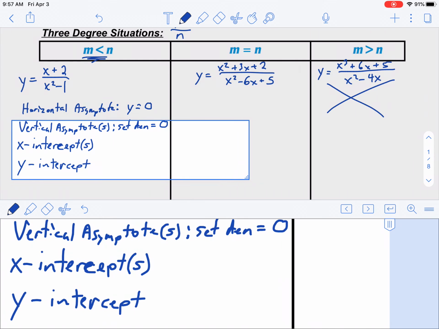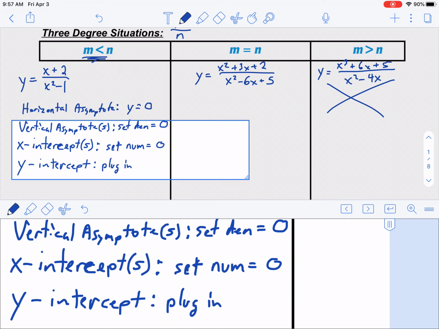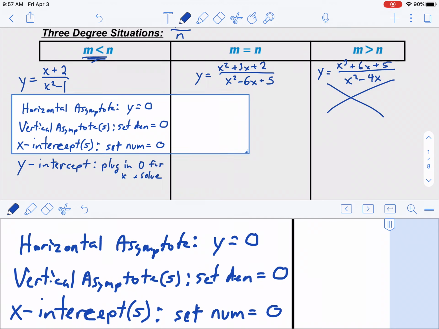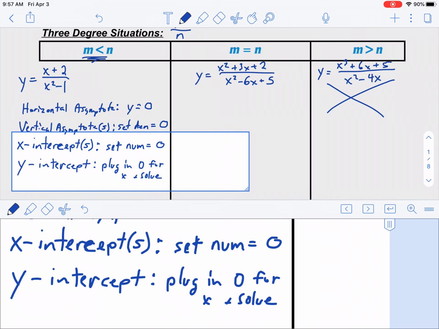Our x-intercept, or intercepts, we set the numerator equal to 0 and solve it. That'll give you your x-intercept. And the y-intercept, plug in 0 for x and solve. Those are our rules on how to find those particular terms, and we'll go through some examples of this.